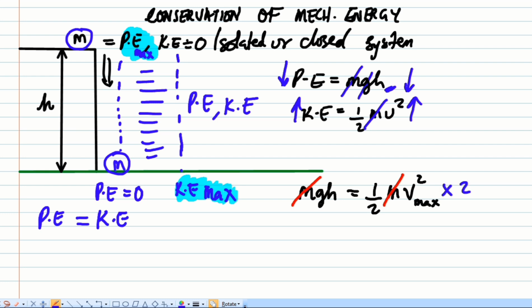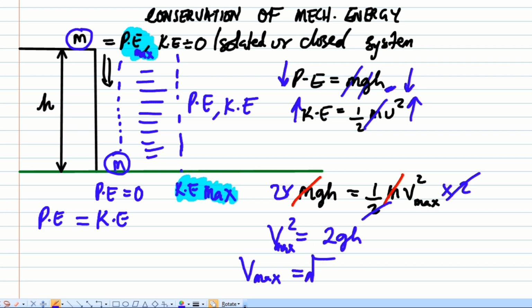So we multiply both sides by 2 to eliminate the half. You see that these 2 can now cancel these 2. So we just have v squared is equal to 2gh. And this is maximum. So finally, the maximum velocity will be given by taking the square root of both sides. We have v equals the square root of 2gh. And that is it. Conservation of mechanical energy.